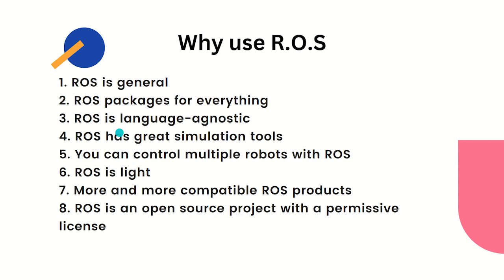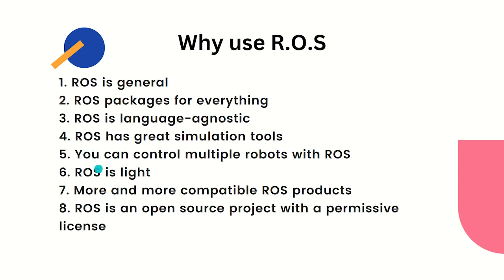Now the third point is ROS is language agnostic. It means you can easily communicate between a Python node and a C++ node. It means a lot of reusability and possibilities of co-working. Now the fourth point is ROS has great simulation tools. You can't always get your robot running for real, so you need simulation tools. ROS has many great tools such as RViz and Gazebo.